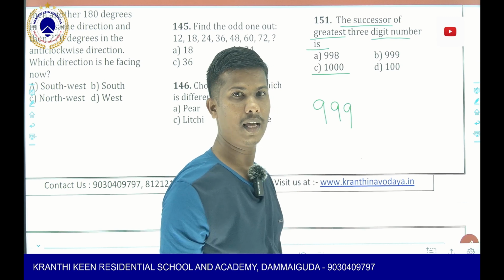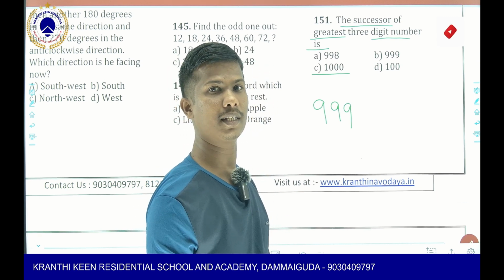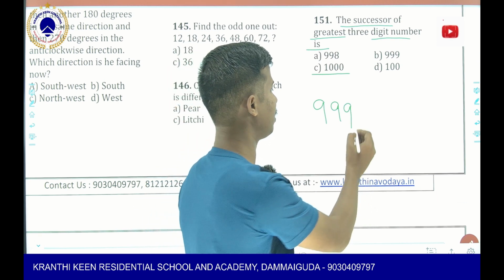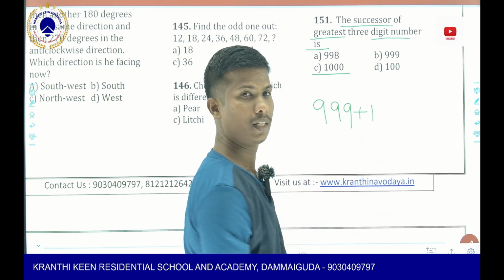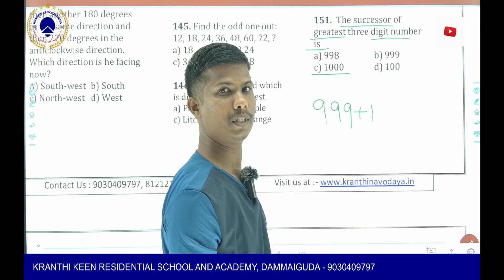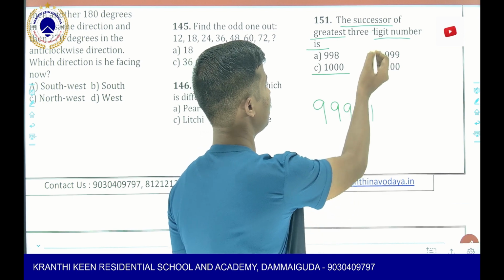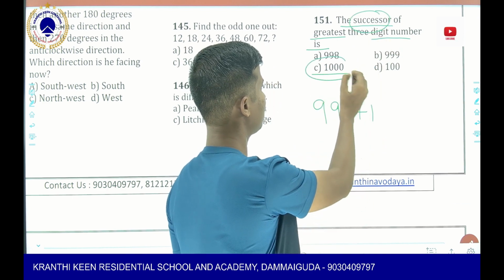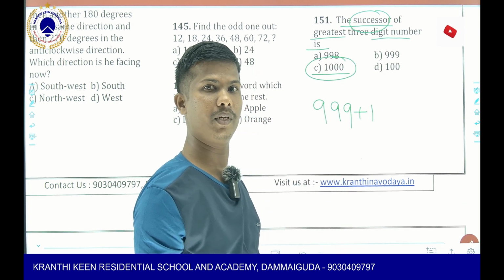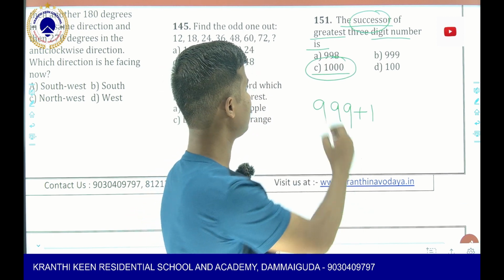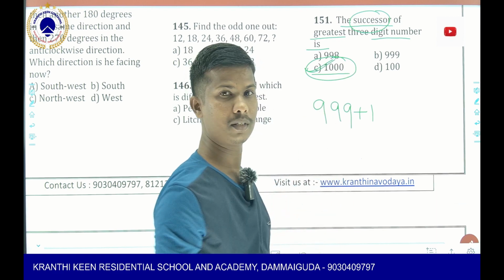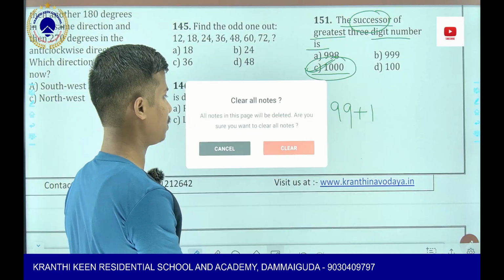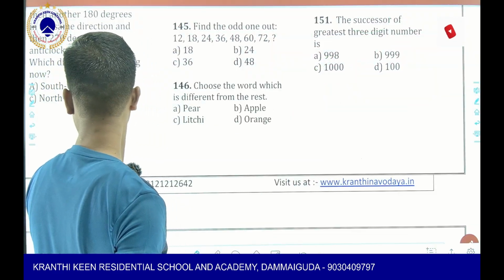999. And what does successor mean? Successor means plus 1. Predecessor means minus 1. What is asked is the successor. Therefore, add plus 1. What will you get? You will get 1000. For question number 151, you get option 3C as the correct answer.